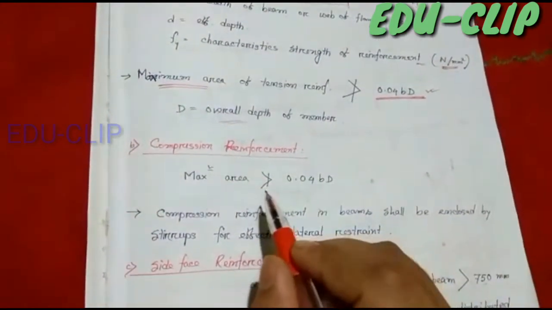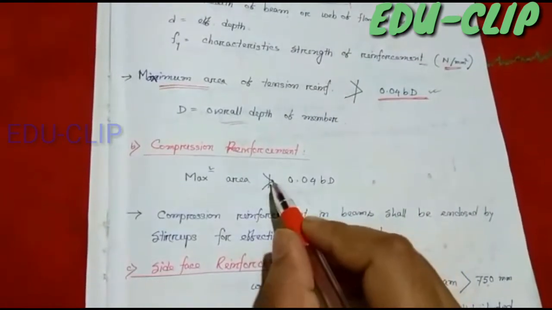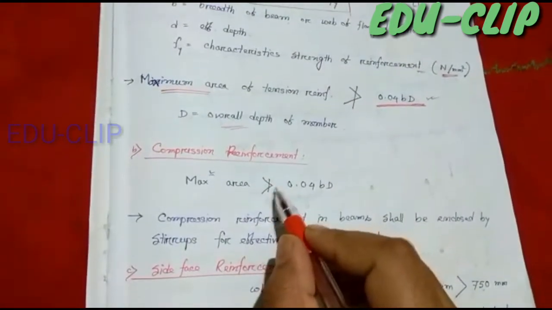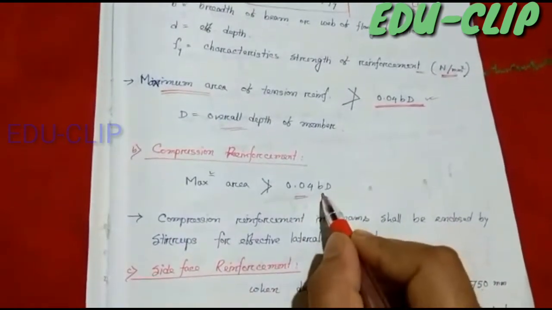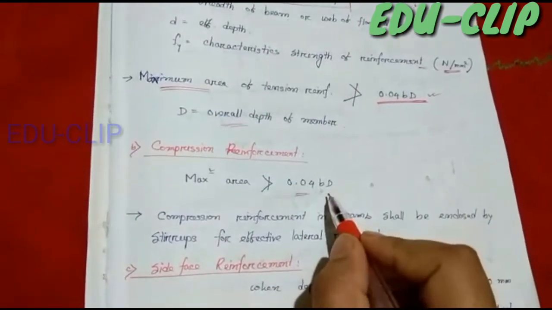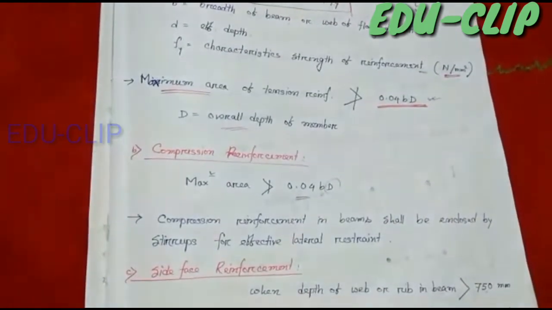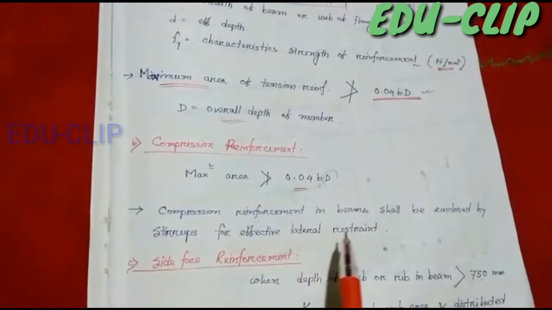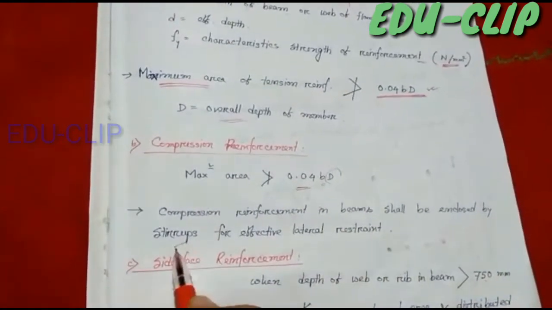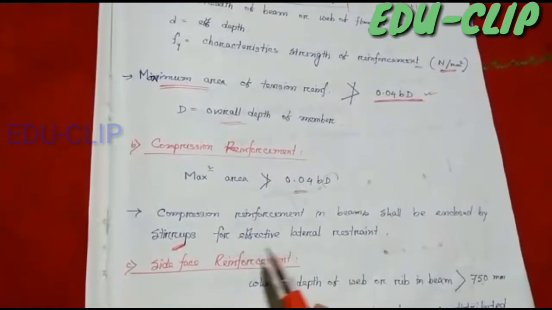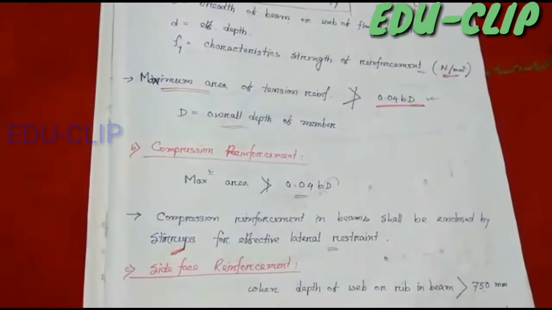Now coming to compression reinforcement. For compression reinforcement, the maximum area should not exceed 0.04 bD, where b is the width of the member and D is the overall depth. And compression reinforcement in beams should be enclosed by stirrups so that they provide effective lateral restraint.